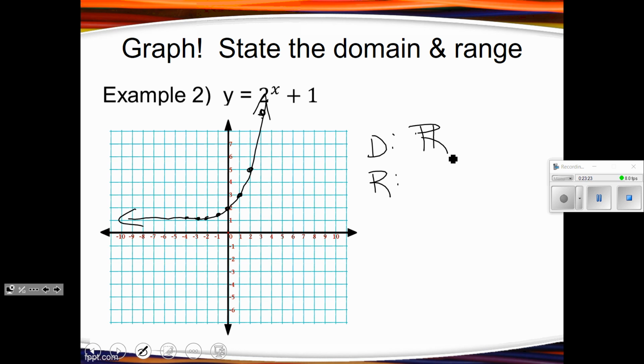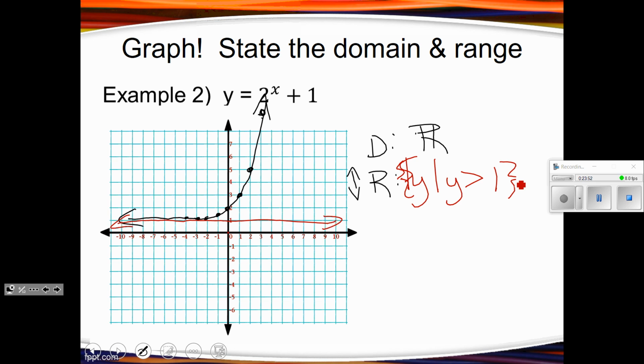All right, so range goes up and down. How far up? How far down? It goes to 1. Does it ever touch 1? So make a statement to that. All y's such that y is greater than 1. Okay, any questions about that?